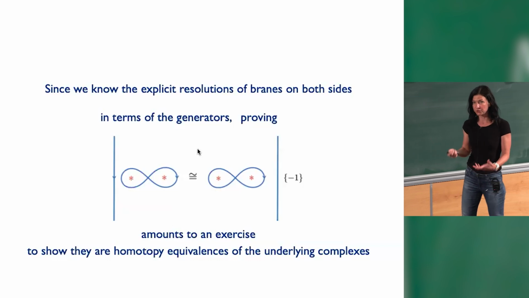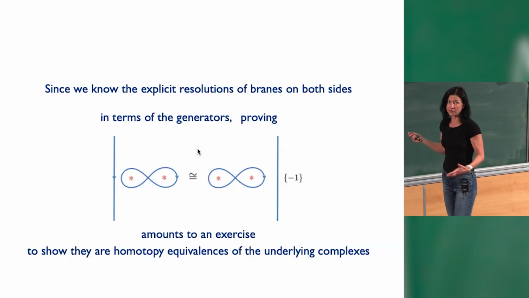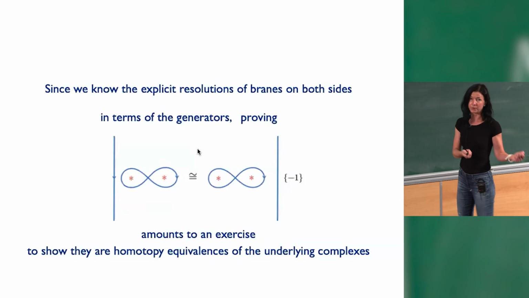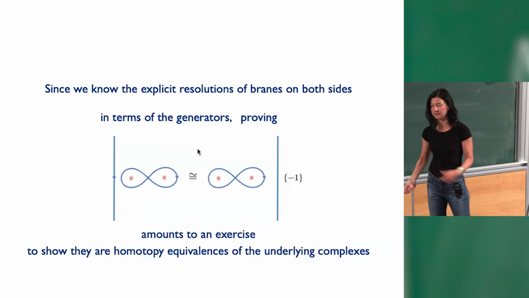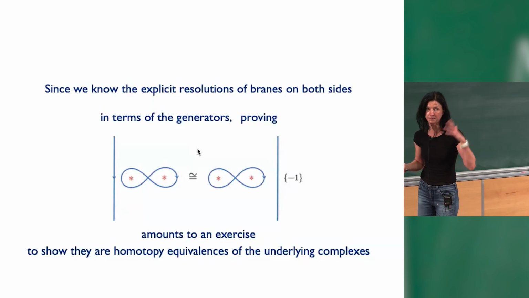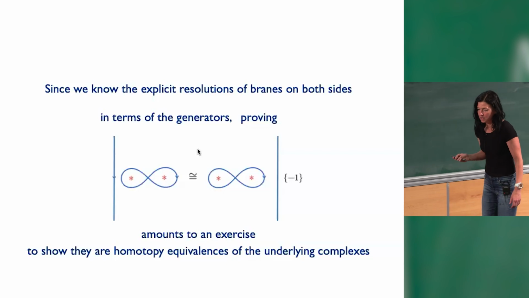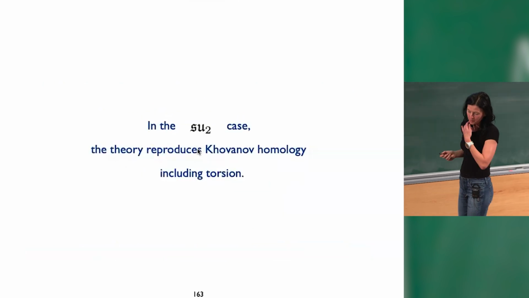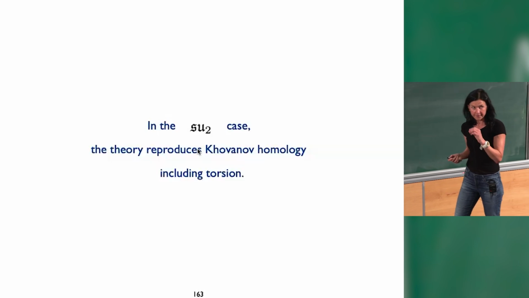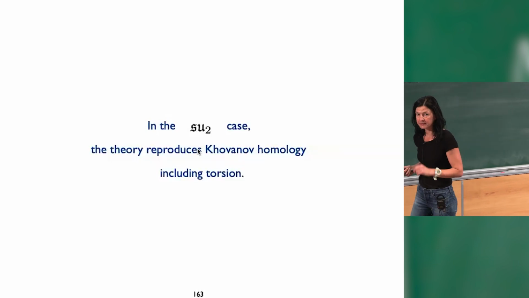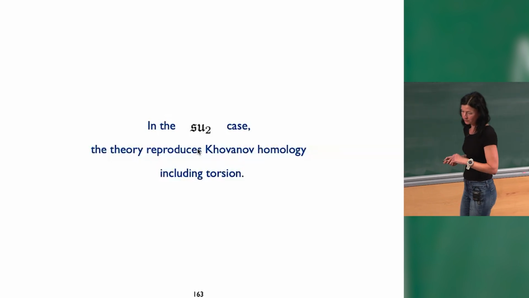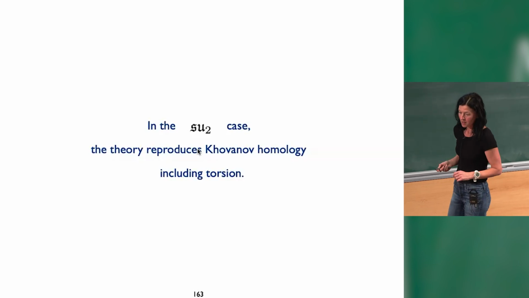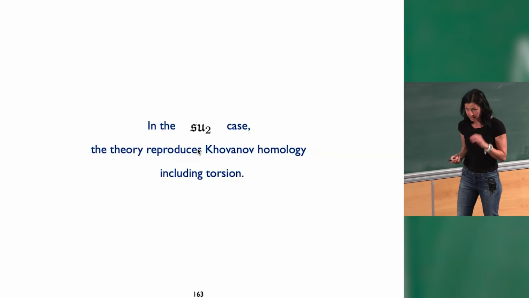For SU2, you can just do this by hand. For more general Lie algebras, you want to use the computer program we've had, and we've checked this for a whole bunch of things, including non-simply laced algebras and so forth. Now, in the SU2 case, the theory that it produces is Khovanov homology. The fact that it does is expected by a theorem that Webster proved back in 2013. It's not obvious that it would, but it reproduces it, including torsion.